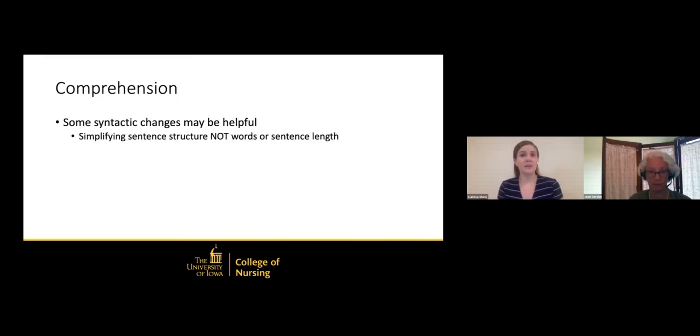So the first one that's really common is comprehension. I speak simpler because it helps them comprehend. And that is somewhat true. So some syntactic changes that would be considered an actual attribute of elderspeak might actually help comprehension. So we think that this is more related to the simplifying of sentences rather than simply shortening the sentence or simplifying the words itself.